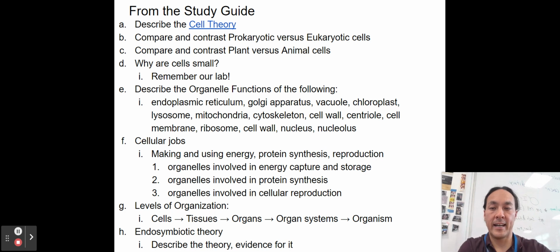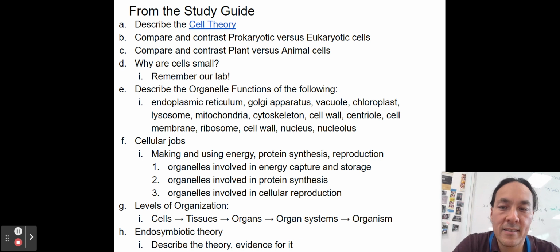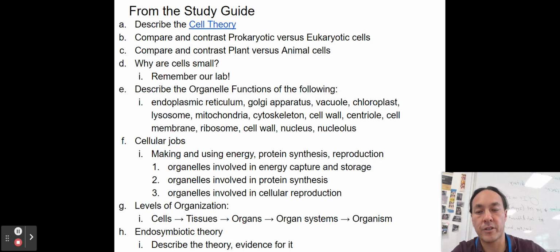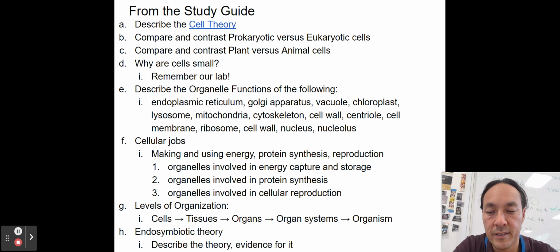Let's check out the study guide. So we started the unit by looking at the cell theory, and there's a fun TED Ed video on that. You don't need to memorize the cell theory, but you just need to know that cells are the smallest things that can be alive. We then compared and contrasted prokaryotic and eukaryotic cells. I encourage you to use a Venn diagram for that. Same thing for plant and animal cells. We did a lab on why cells are small.